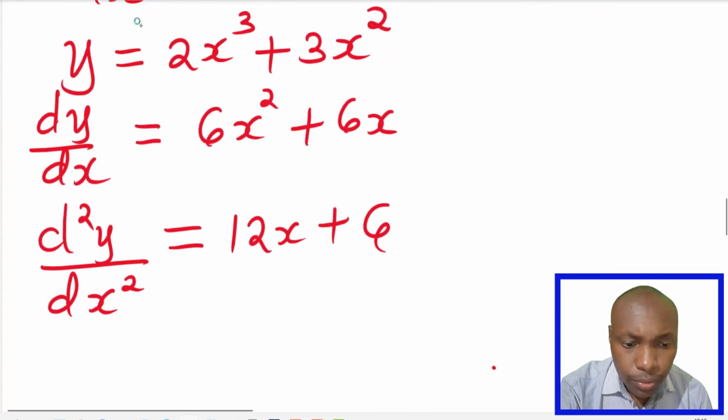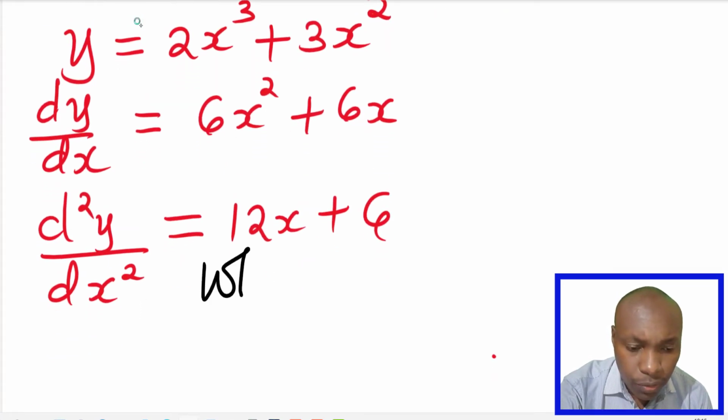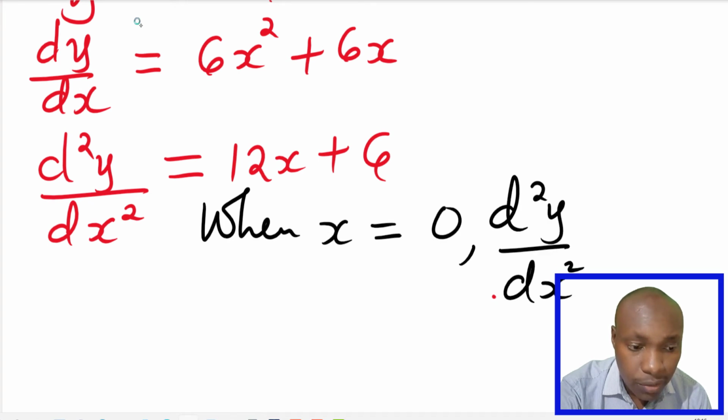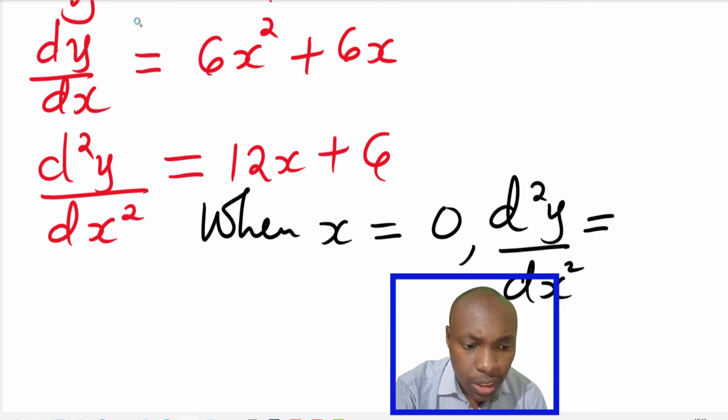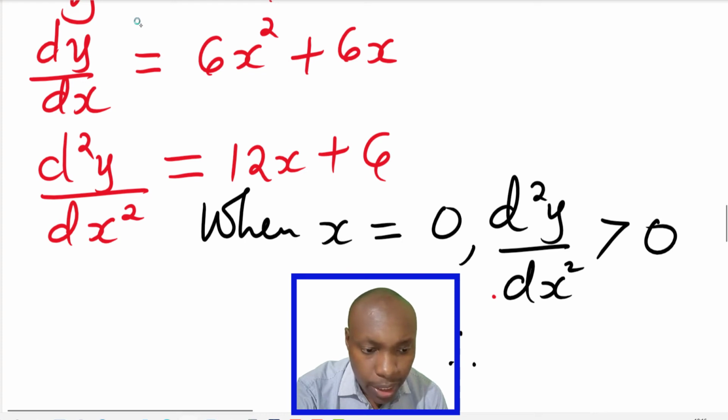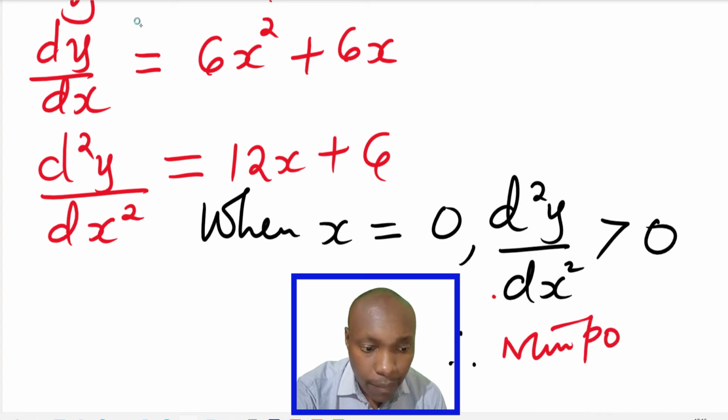Since you have two values of x where you have the stationary point, the first value is x equals 0. So when x equals 0, we substitute that in the second derivative, 12x plus 6, and you get a value greater than 0. And what did we say above? When the second derivative is greater than 0, it is a minimum point.